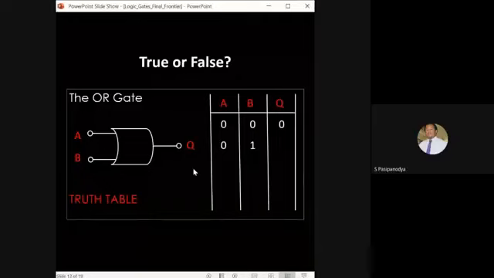It becomes 1 because when we're looking at the OR gate, either one of the inputs needs to be true in order for the output to be true. So also when you have a 1 on the A node, a 0 on the B node, the output still is going to be 1. And when you also have a 1 on your A, a 1 on your B, the output is also going to be 1.